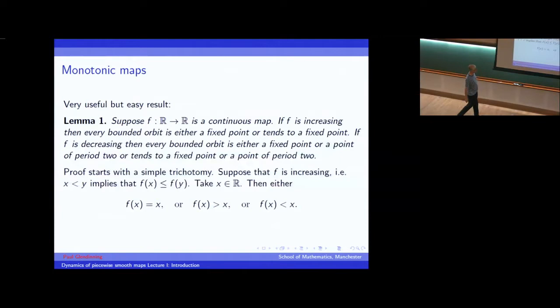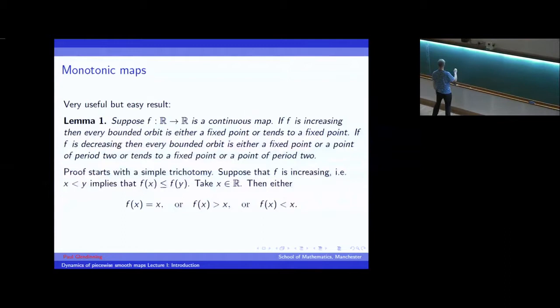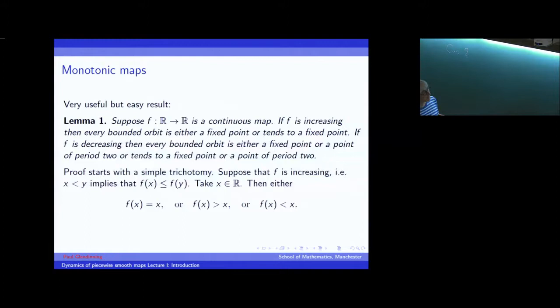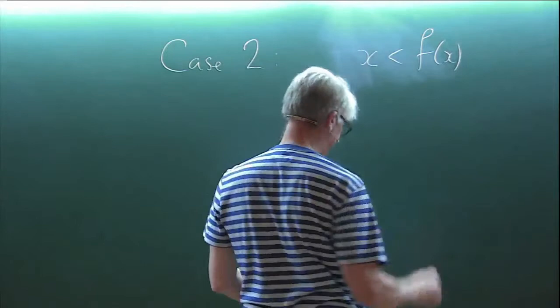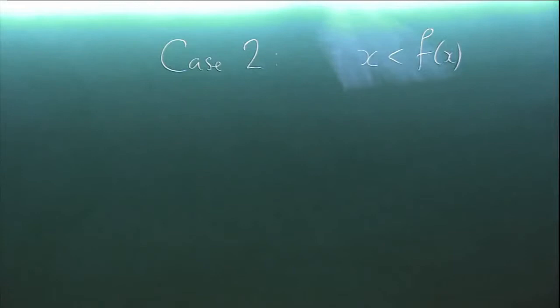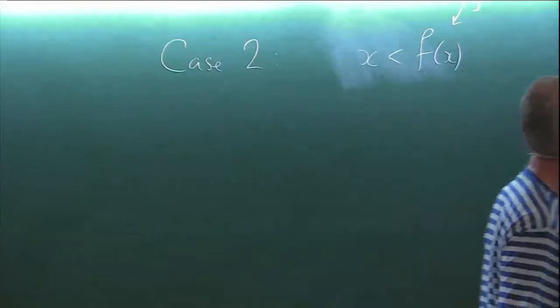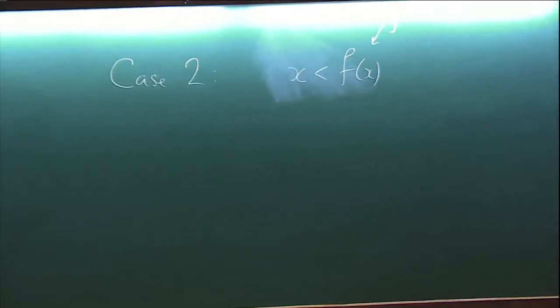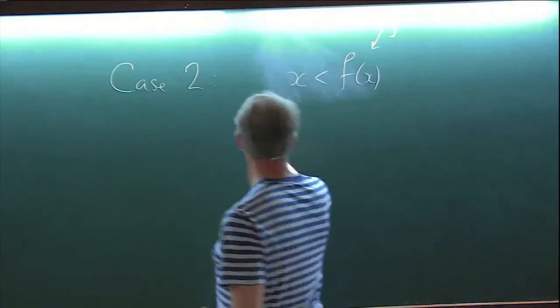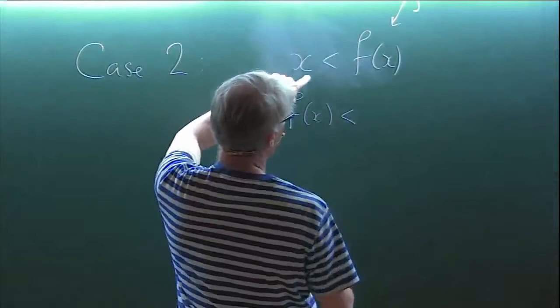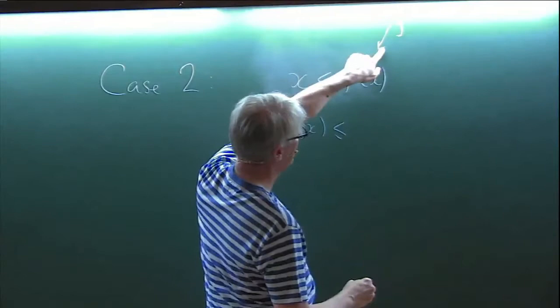So let's look at the second case. Case two, which is f of x is greater than x, which I'm going to completely confuse everyone by saying that's the same as x is less than f of x. Right. So now think of y as f of x. Then the fact that f is increasing, I've got x is less than y, implies that f of x is less than or equal to f of y. Well, y was f of x.